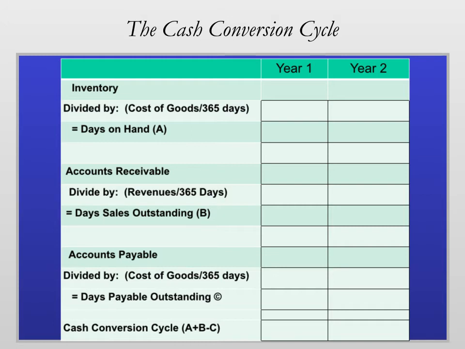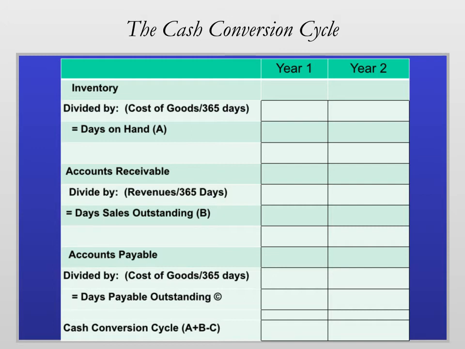What we do is calculate inventory days on hand, which as you can see is the calculation up here: the inventory balance on the balance sheet divided by the daily cost of sales, cost of goods sold from the income statement, divided by 365 days per year.